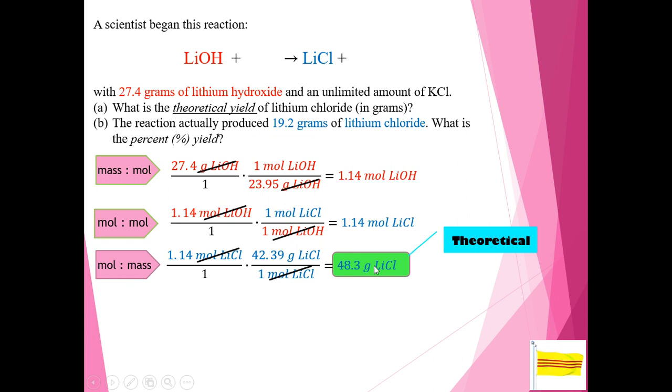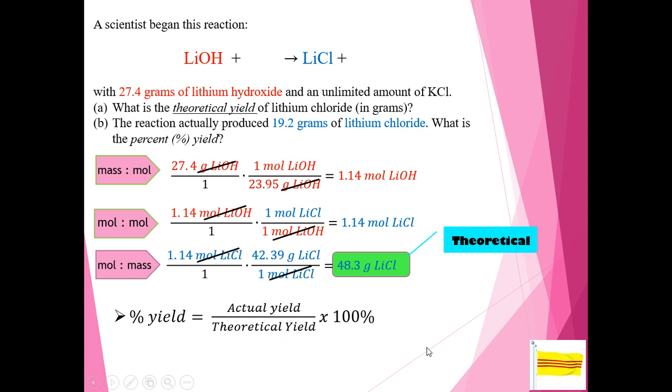Okay, so again, if you do the conversion from mass to mole, from mole to mole, from mole to mass, it tells you you should be getting 48.3. But the problem says you didn't. You only observed that you got 19.2 grams. So the information here is going to help you do part B. So to do part B is pretty straightforward. You would just apply the percent yield function, which is what you actually observe or what you actually get when you do the reaction in a laboratory versus theoretically, which is what is calculated on paper using starting values.